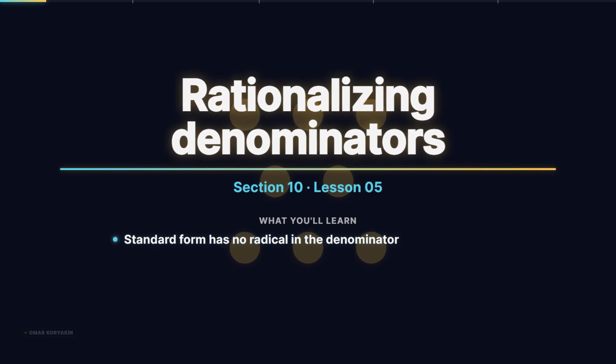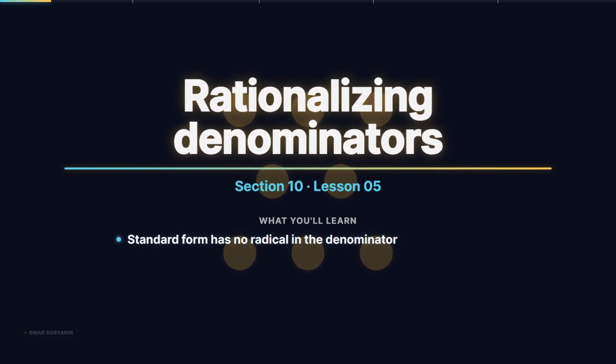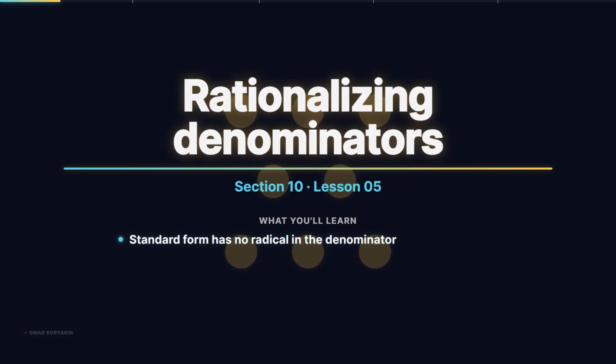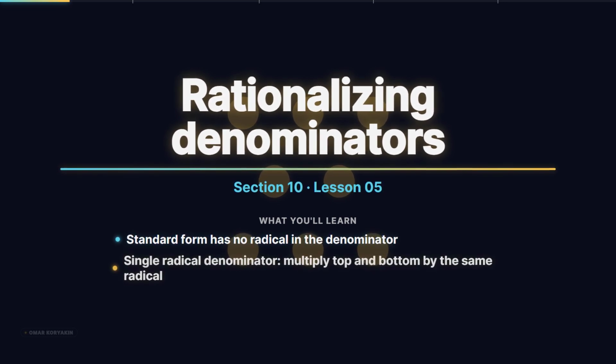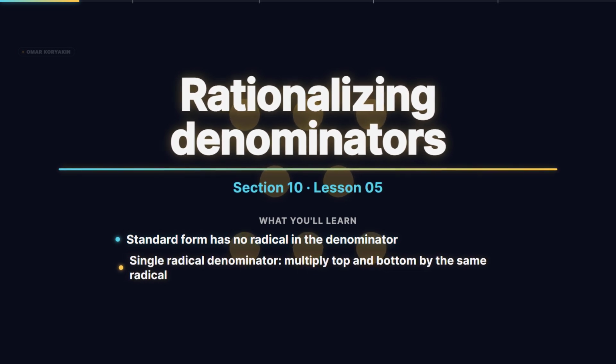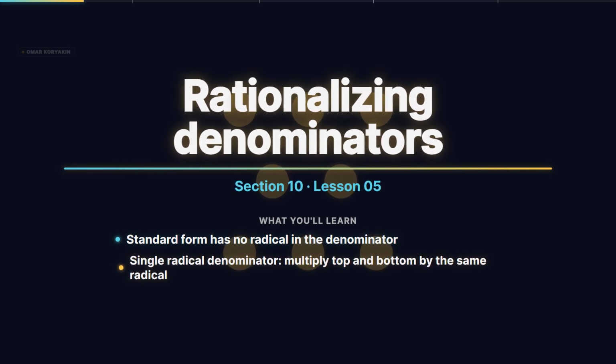When the denominator is a single radical, multiply both numerator and denominator by that radical. The denominator becomes the radicand without a radical, and the numerator picks up the radical instead. The fraction's value does not change because we multiplied by something equal to 1.